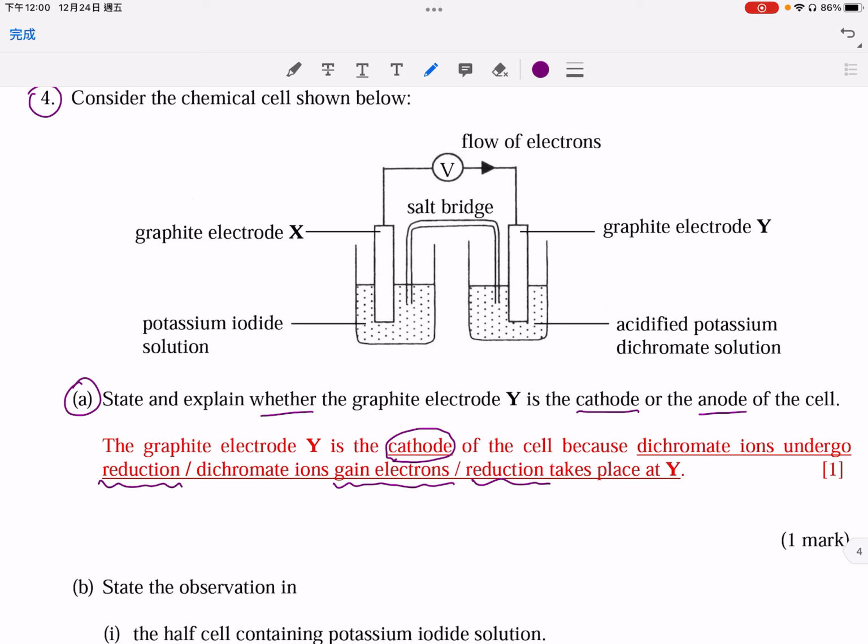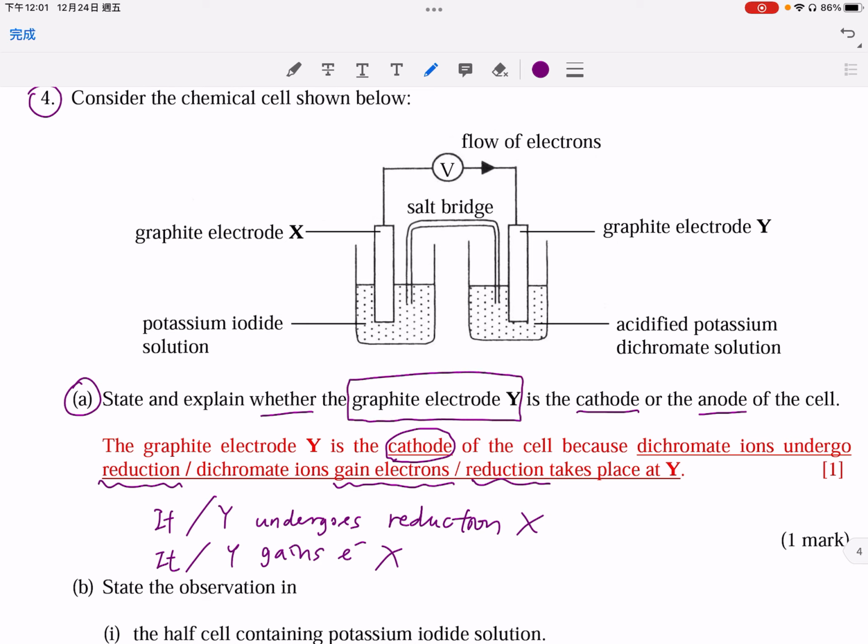However, when I mark your papers, I found some of you put down wrong ideas by saying that it is because Y undergoes reduction, or Y gains electrons. All these are incorrect ideas. Or even just mention it gains electrons, or it undergoes reduction. Please note that if you use it here, it refers to the graphite electrode Y.